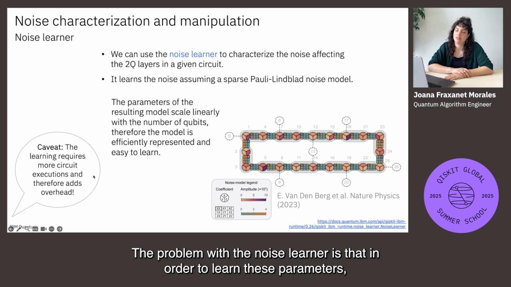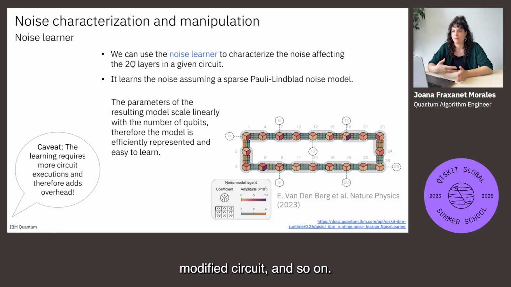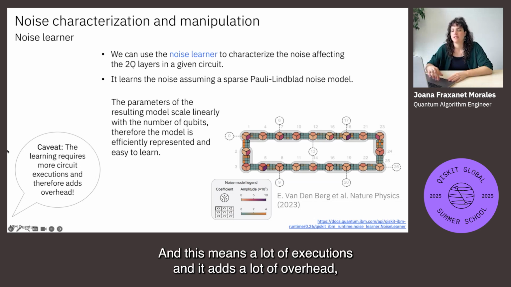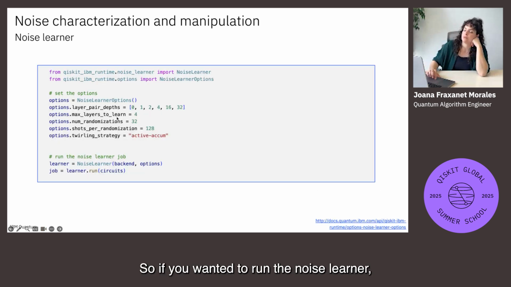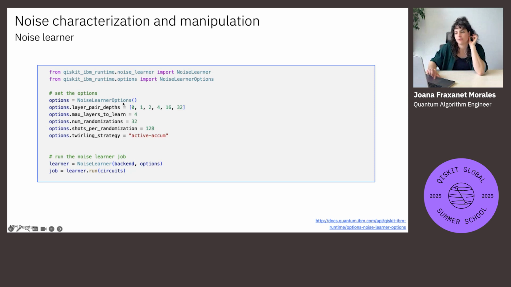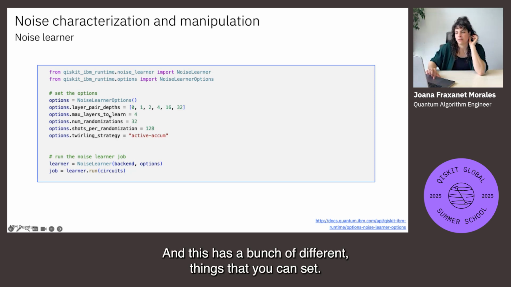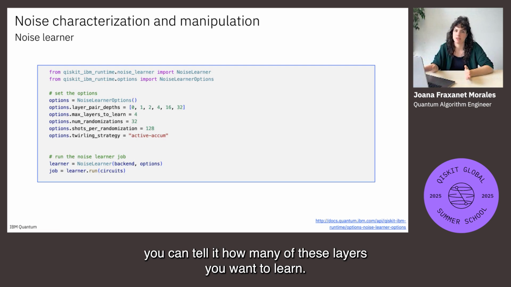The problem with the noise learner is that in order to learn these parameters, you're running a lot of different types of calibrations and circuits, modified circuits, and so on. This means a lot of executions and it adds a lot of overhead, but it can be done in certain cases. So if you want to run the noise learner, you need to define the noise learner options. This has a bunch of different things that you can set. For example, if you run a given circuit with many 2-qubit layers, you can tell it how many of these layers you want to learn.